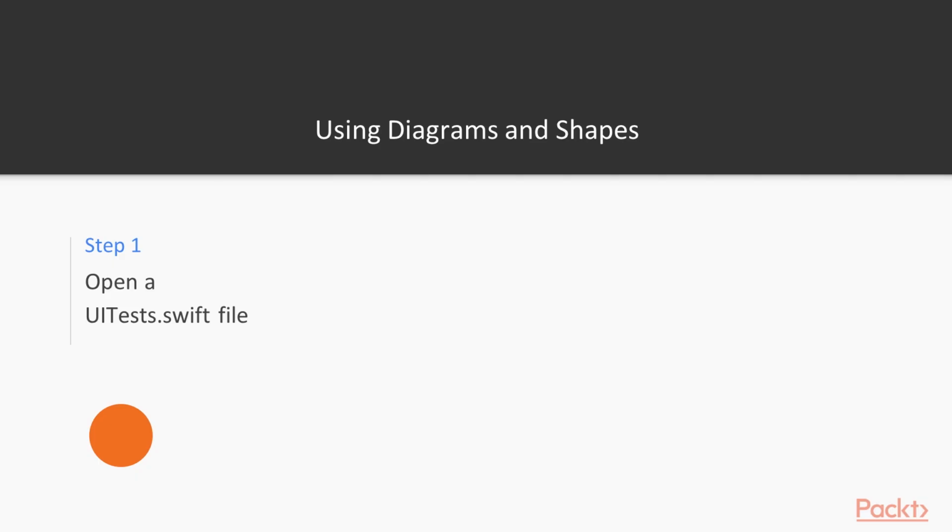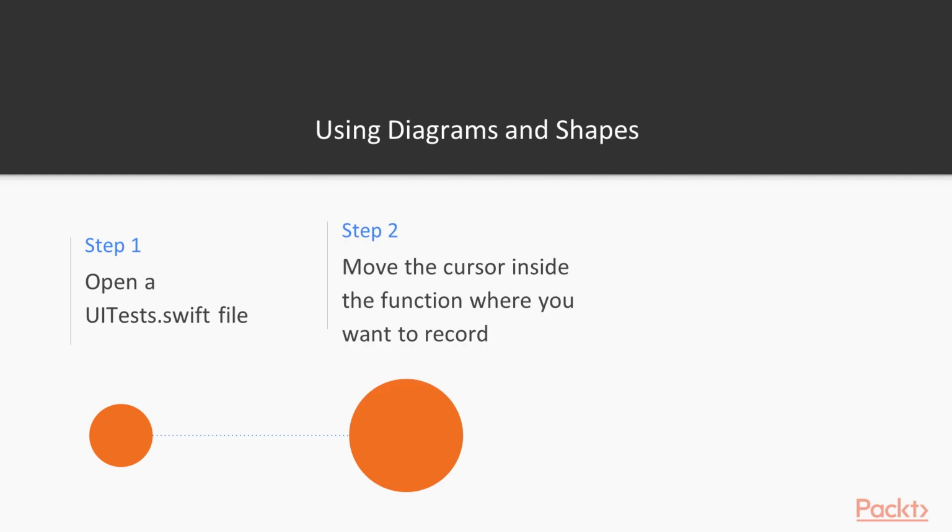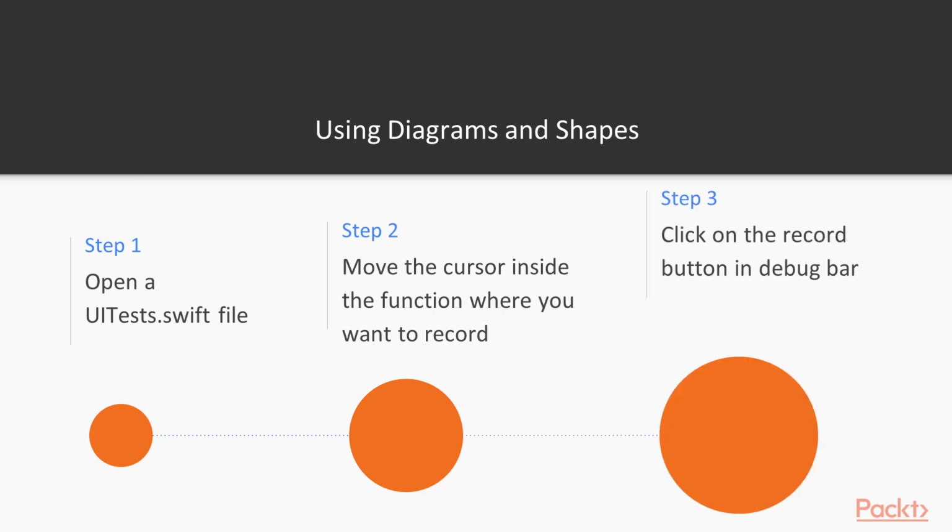First is to open any of the UITests.swift file. Second is to move your cursor inside any of those functions, which are already defined, or you can define a new function where you want to record. And third is to click on the record button.